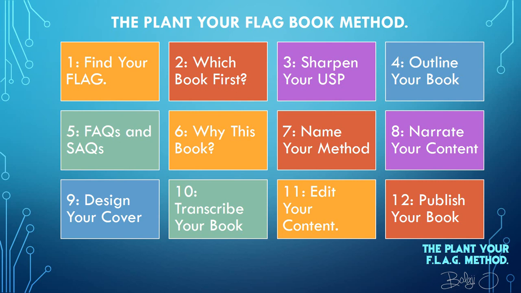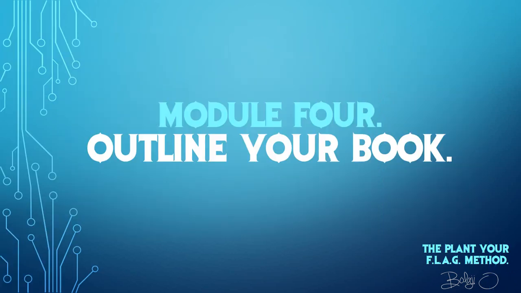We also helped you figure out what book to write first. So you've identified your most valuable prospect, their most urgent problem, and how you can best solve that problem. Now, in Module 3, we sharpened your USP. So we helped you figure out your unique selling proposition, your superpower, if you will. And in this module, we're going to help you outline your book. This is where the rubber meets the road. So if you're ready, let's get to work.